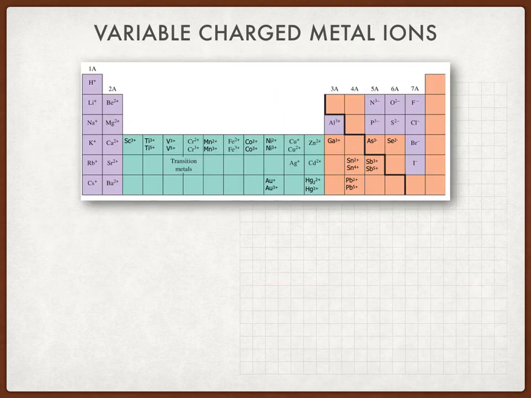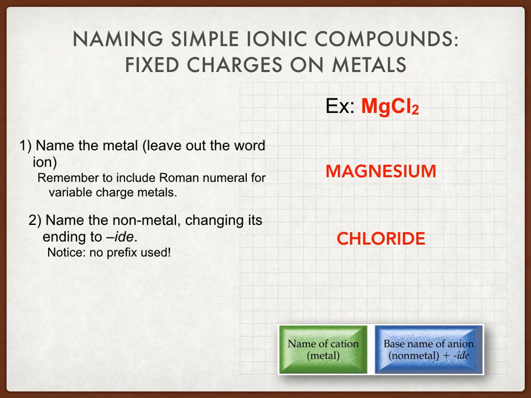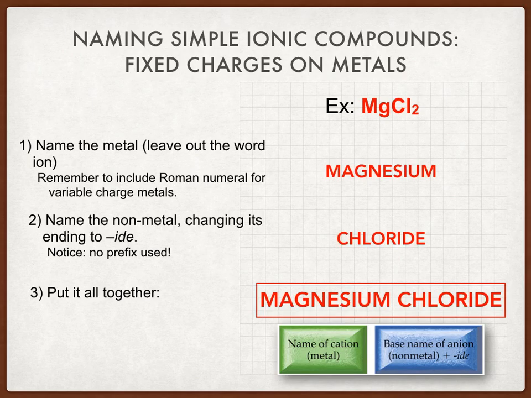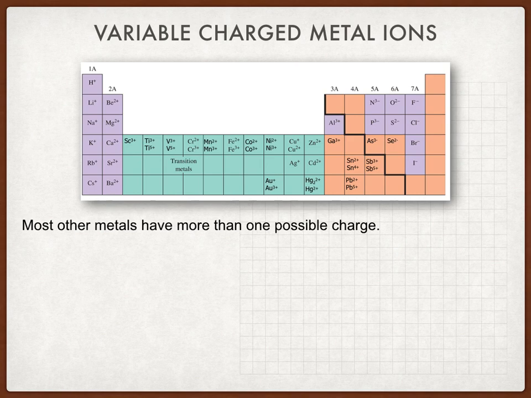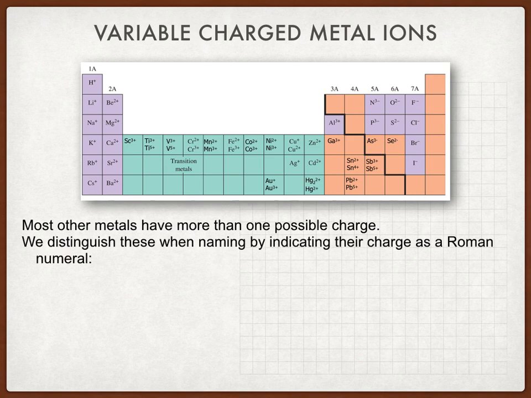So again, that's pretty straightforward. We'll do lots of practice in a little bit, but these are naming simple ions with metals with fixed charges. Again, there are some metals that don't have fixed charges. Those are called variable charged metals, okay? Those are ones that have more than one possible charge. We distinguish these when naming by indicating their charge as a Roman numeral.